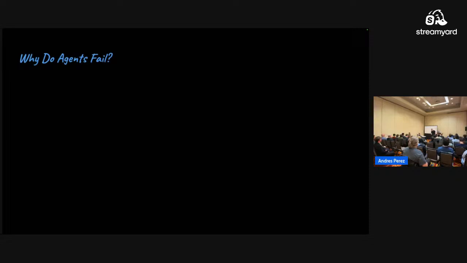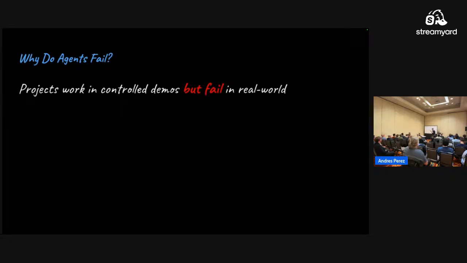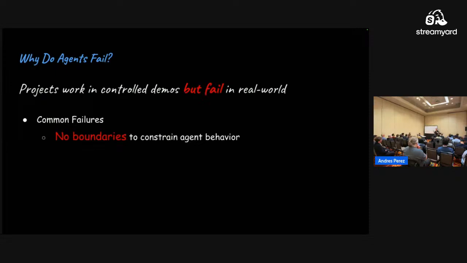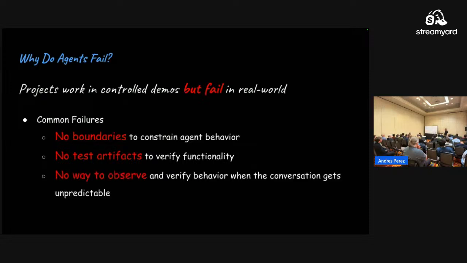But before I get there, why do agents fail? The project works in a controlled demo. It works in my sandbox, but it doesn't work in our production. Some of the common failures you will face are that there are no boundaries defined for the agent. You were not specific enough when you designed your agent to indicate what you wanted the agent to do and not to do. You didn't have testing artifacts. And there's no way to observe what the agent is actually doing in real time. It works in the builder, but once my users are using it, I don't have the builder. How do I troubleshoot that? We're going to talk about it today.